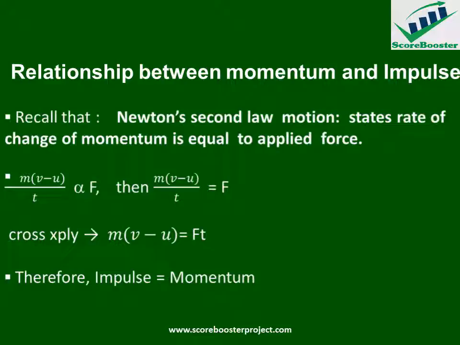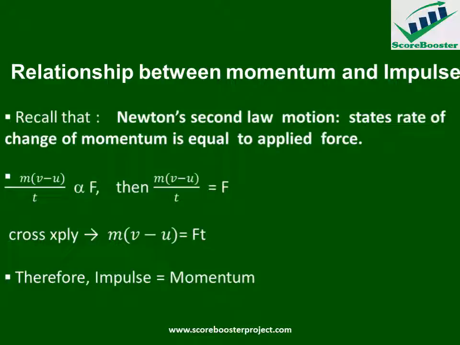Having understood the concept of momentum and impulse, the next thing we need to consider is the relationship between momentum and impulse. But before we proceed, we need to recall that Newton's second law of motion states that the rate of change of momentum is proportional to the applied force. If you can recollect, the rate of change in momentum is given as m into v minus u over t, which is directly proportional to force F.